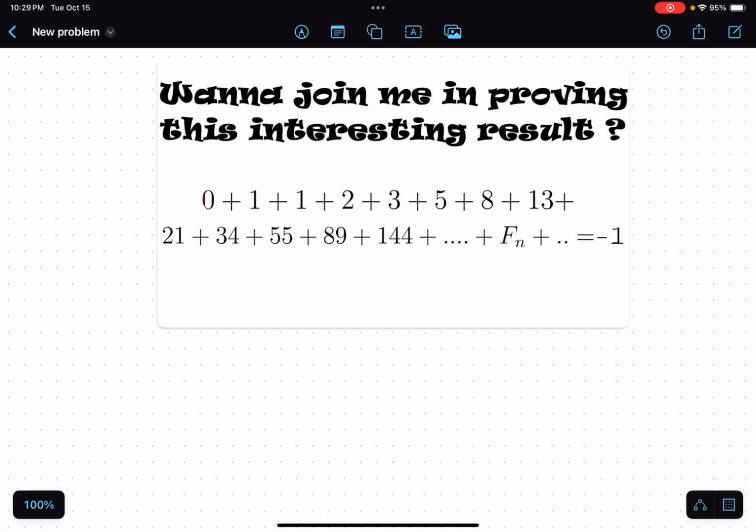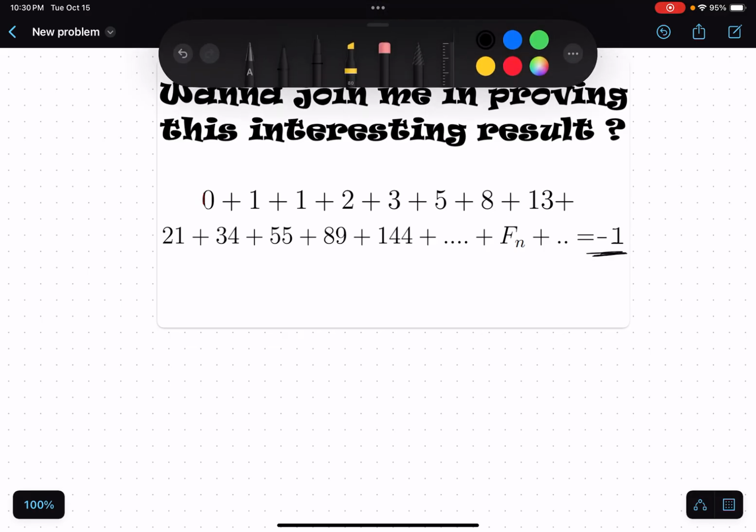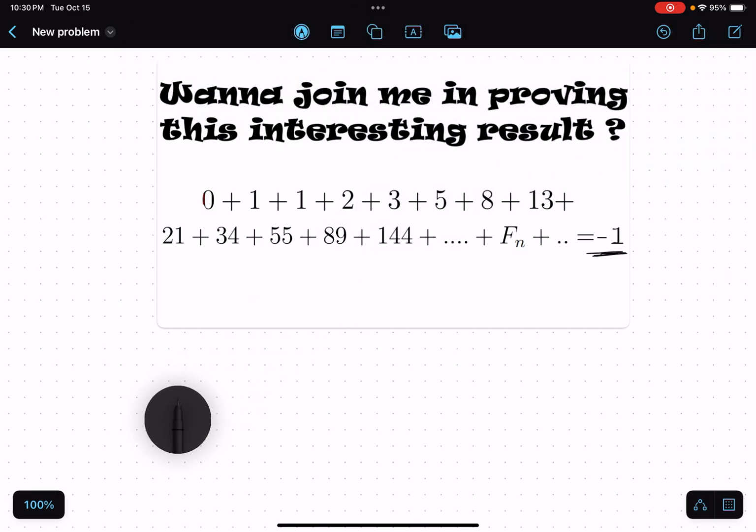Wanna join me in proving this interesting result? So over here, the result that's given is we have the sum of all Fibonacci numbers up to infinity, and the sum is surprisingly negative one, right? So that's the amazing idea.